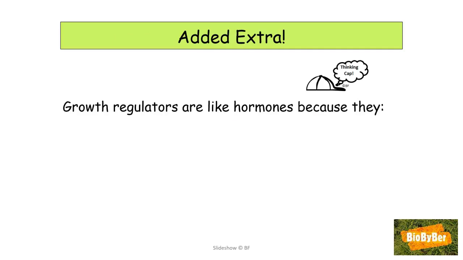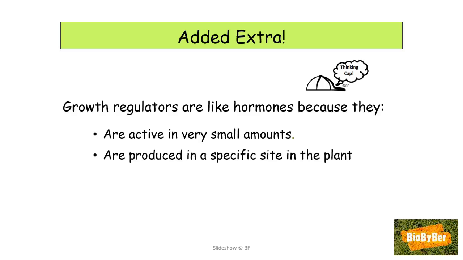As an added extra, if you put on your thinking cap, especially those of you who are able for a bit more, you could actually make the argument that growth regulators are like hormones. This is because they are active in very small amounts. They are produced at a specific site in the plant. They're produced in the meristematic regions or the tippy top of the shoot or the root.